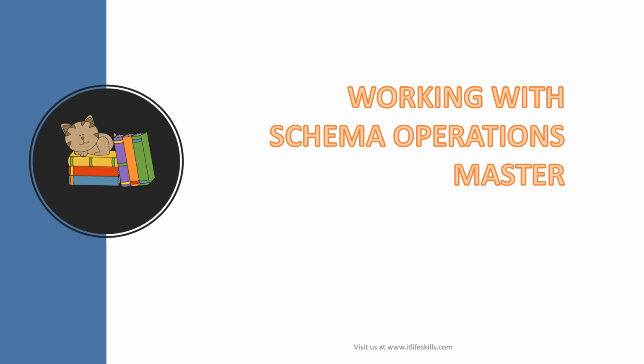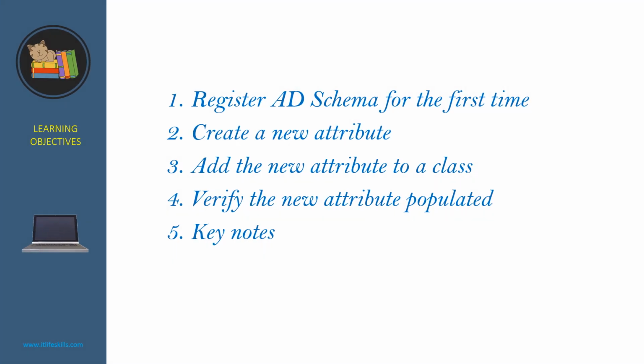In this lesson, we will be working with Schema Operations Master. First of all, we will register Active Directory schema for the first time, then create a new attribute and add the new attribute to a class. After that, we will verify the new attribute is populated to the class objects. And finally, we sum up our lesson with the keynotes.